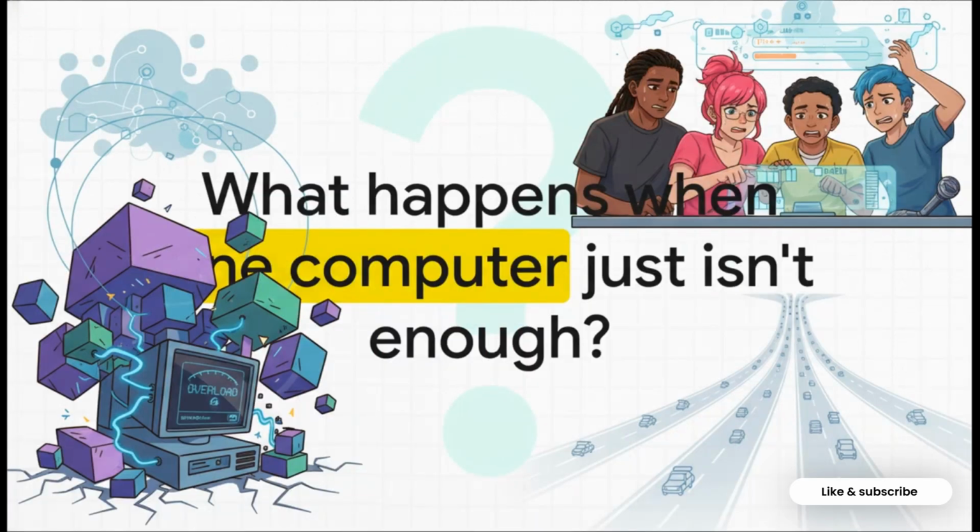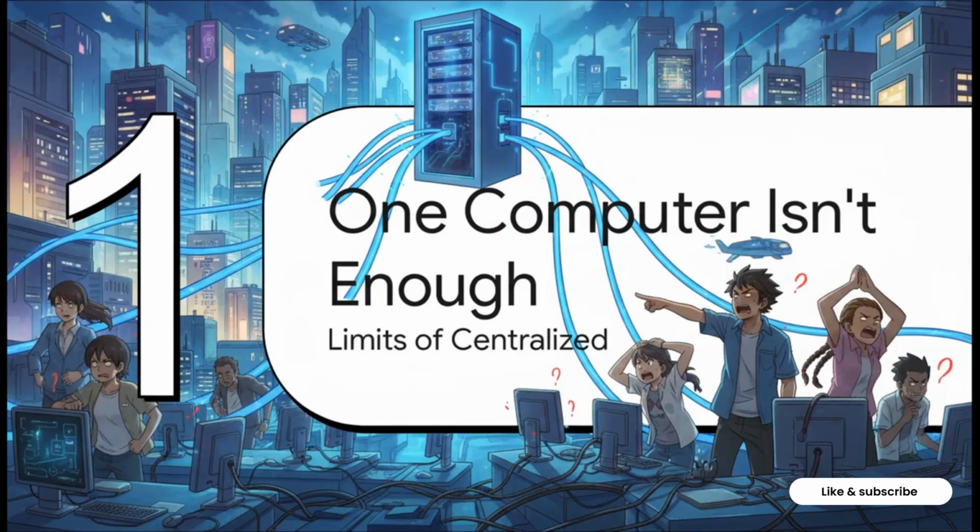It all boils down to this one simple but really big question. As the amount of data we have explodes and the things we want to compute get more and more complex, we eventually just hit a wall. So what do you do when a single computer, no matter how powerful you make it, just can't keep up anymore? To really get the solutions, we first have to understand the starting point, right? We need to look at the traditional way of doing things and see why it has its limits.